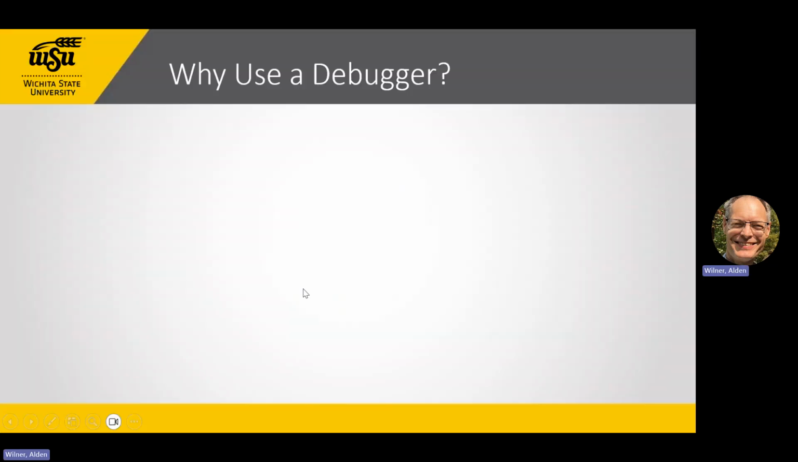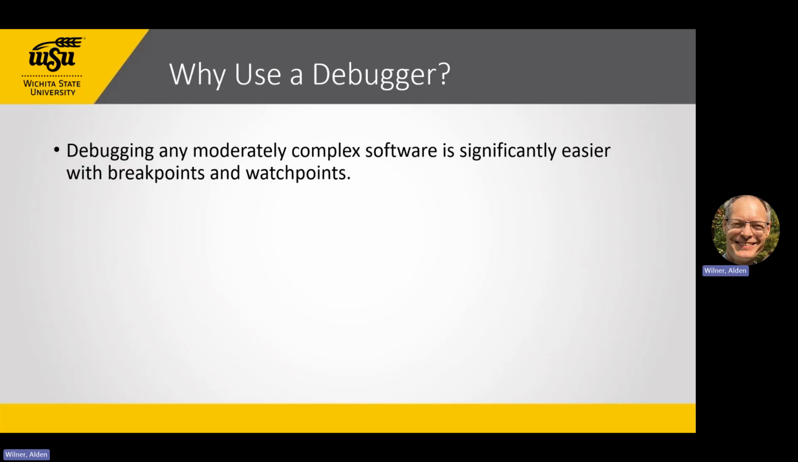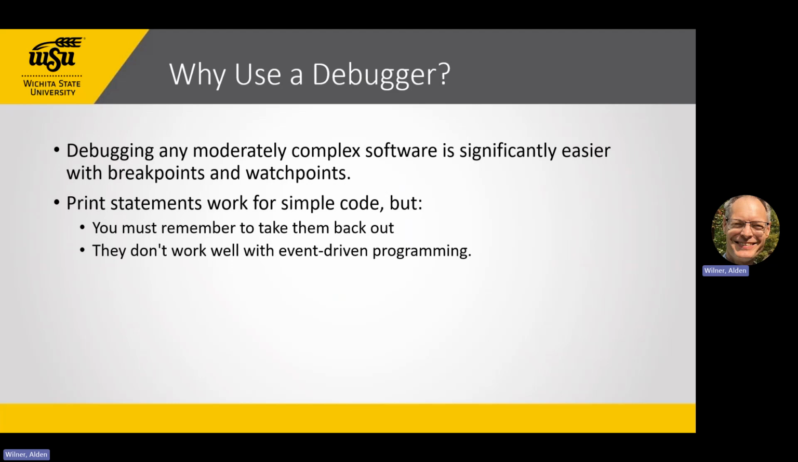Why use a debugger, right? What is a debugger? A debugger lets you look at the variables, it lets you set breakpoints in your programs, right? So debugging any moderately complex software is significantly easier if you can use breakpoints and watch points and see your data change and stop if something goes out of line and stuff like that. Print statements work great for simple code, but you have to remember to take them back out.